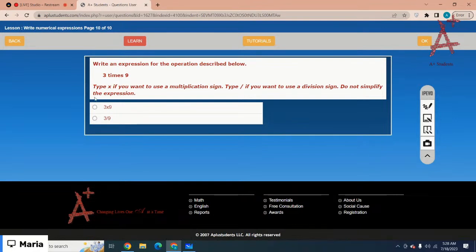It would be option number 1. Times means multiply, so just replace it with a multiplication sign. It would be 3 times 9. Option number 1 is the correct option. Got it?